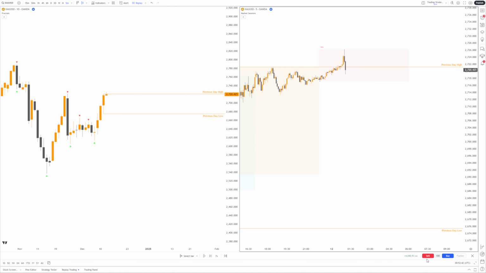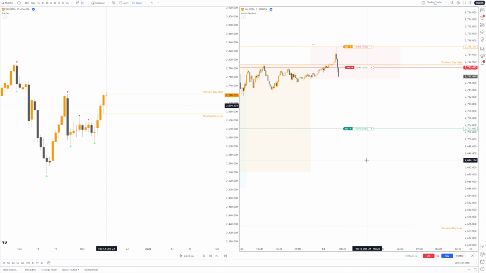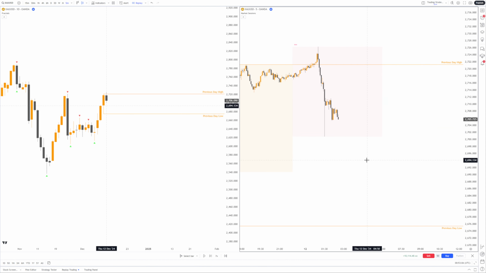Push, it's fine. Fell. Stop loss above. And let's go for another sell. Okay, 6k profit. And let's see what happens. Okay. Interesting.